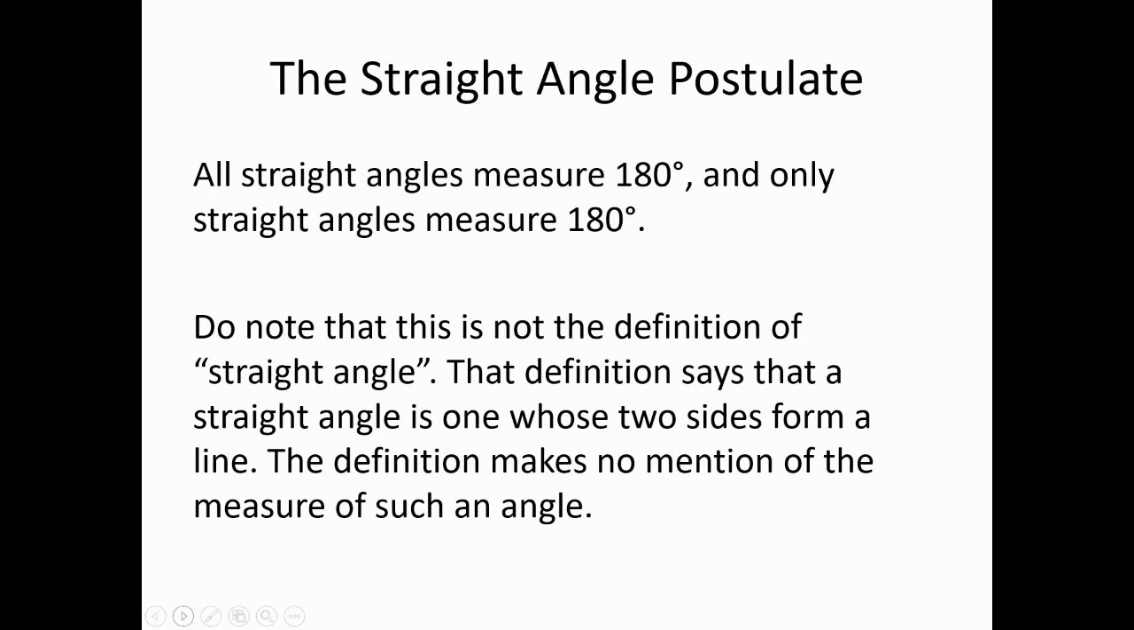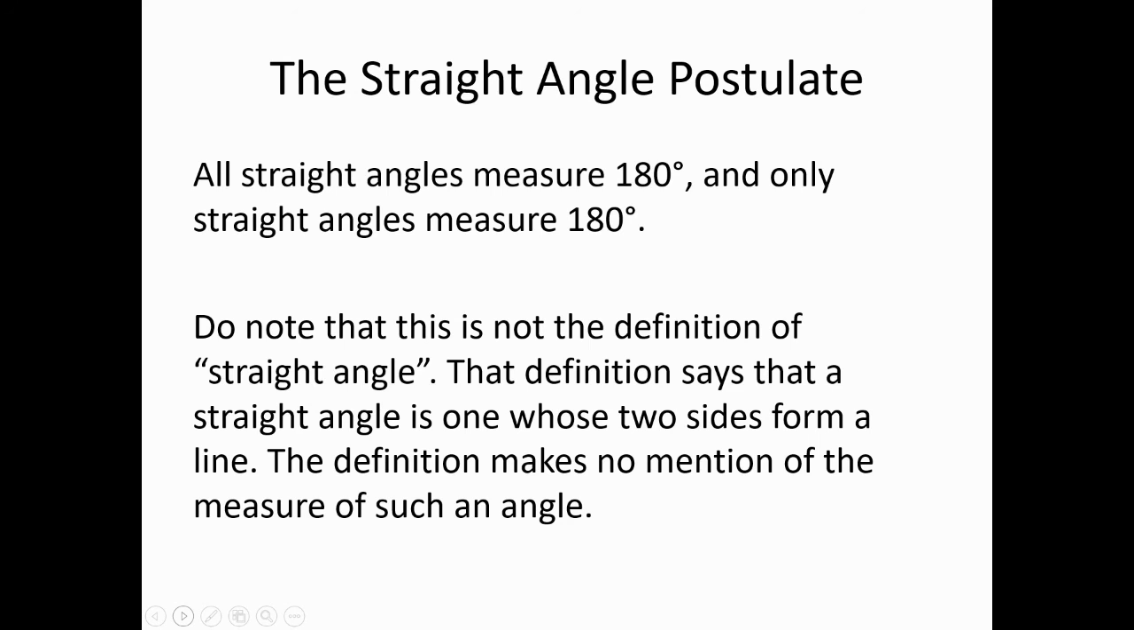Now, straight angle postulate. This is something we have to be really careful about. Recall our definition of straight angle. Okay, our definition of straight angle is this. It is an angle whose two sides form a line. That's all that it says. Nothing in the definition mentions the measure of such an angle. Okay, but no doubt you have a belief about what the measure of a straight angle must be. Then here in the postulate we say what that is. It says, first of all, that all straight angles measure 180 degrees, and second, only straight angles measure 180 degrees.